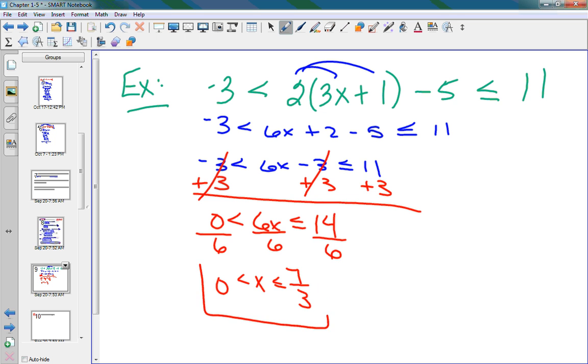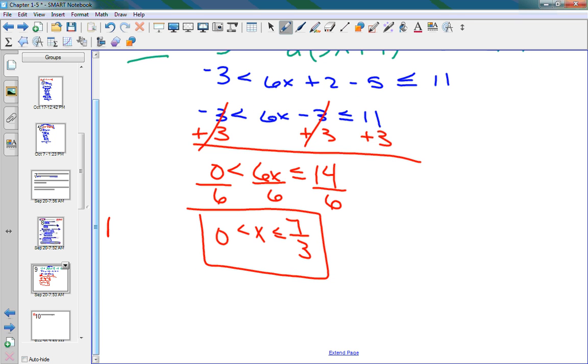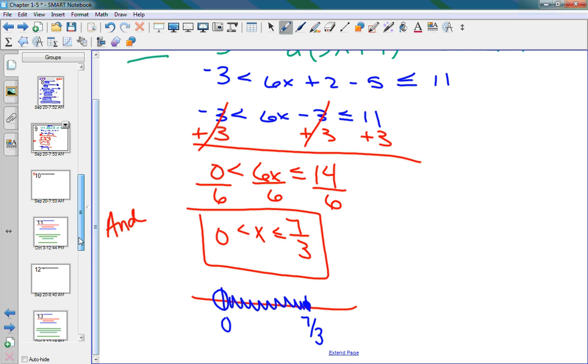This is your answer. This is an and. Why is it an and statement? Because x is tracked. So how do I track that? I put 0, and I put 7/3. Can it be 0? No, it cannot, so it's open. Can it be 7/3? Yes, it can, so it's closed. And I'm going to shade in the middle because that's where x is currently at.